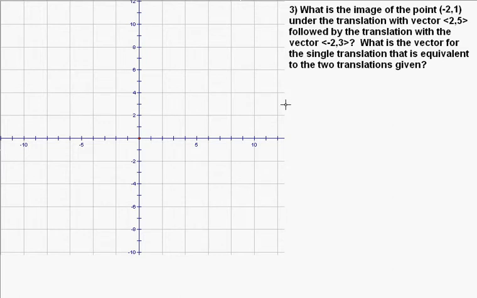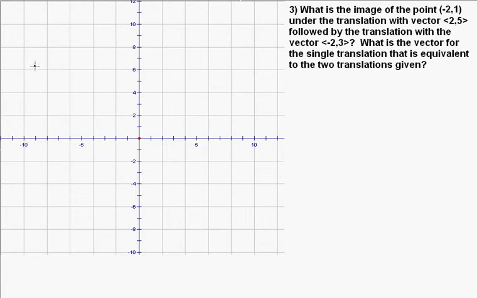Question number 3 on the Chapter 3 assessment is, what is the image of the point (-2, 1) under the translation with vector (2, 5), followed by the translation with the vector (-2, 3)? The second question is, what is the vector for the single translation that is equivalent to the two translations given? So let's start off with the first part of the question.